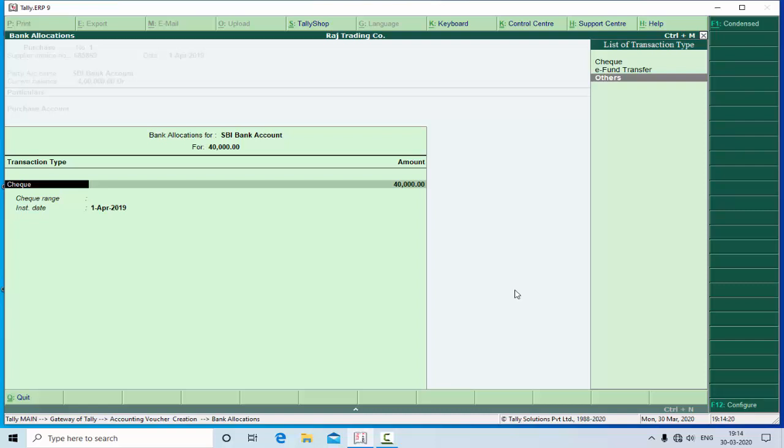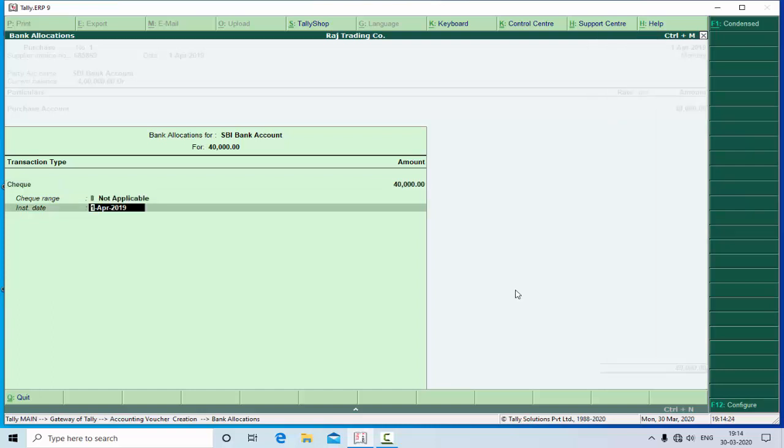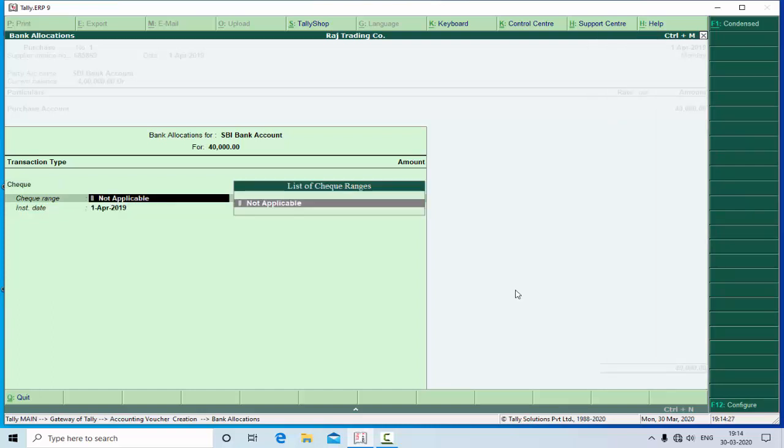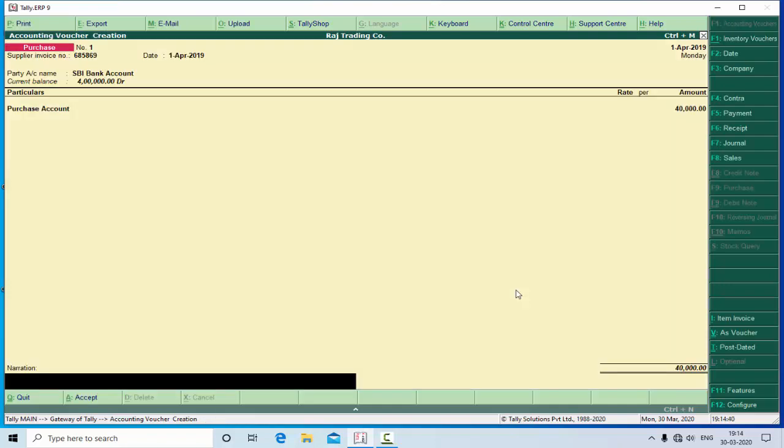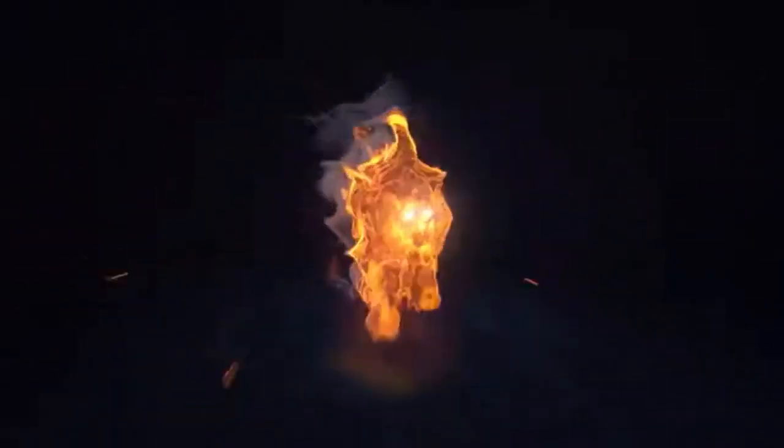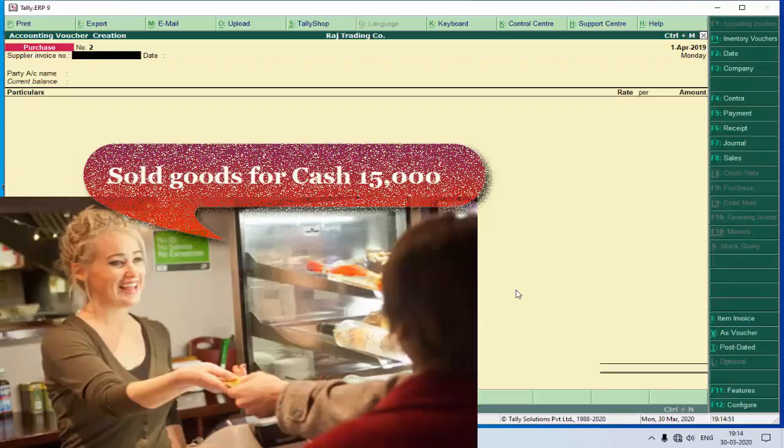So I select this option, payment made by check, and enter the check number. You can enter the check number here and select the date, or you can enter the date on the check here, and then enter the narration: payment of goods by check. I think you understand.